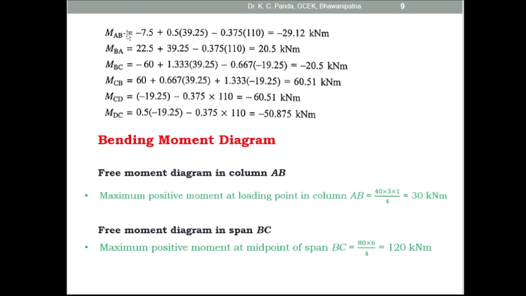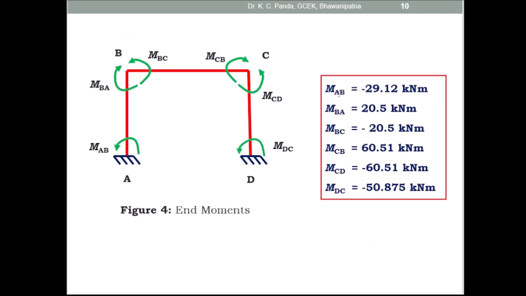So here you will see MAB is equal to minus 29.12 kilonewton meter, MBA 20.5 kilonewton meter, MBC minus 20.5 kilonewton meter, MCB 60.51 kilonewton meter, MCD minus 60.51 kilonewton meter, and MDC minus 50.875 kilonewton meter. So give the direction of the moment.